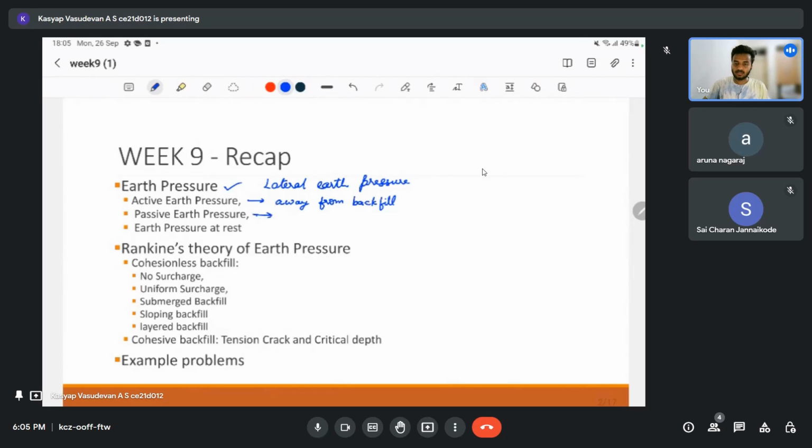Passive earth pressure is when the retaining wall is moving towards the backfill, for whatever reason it might be. These two earth pressures are different. Passive earth pressure is greater than active earth pressure, and the earth pressure depends on the different properties of the soil. And there is one case when the retaining wall is not moving at all, or if there is no retaining wall also, we can calculate the earth pressure at any depth we need. That is called earth pressure at rest. So there is no movement of the wall.